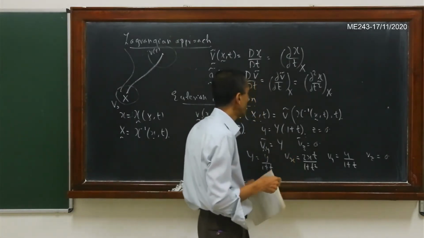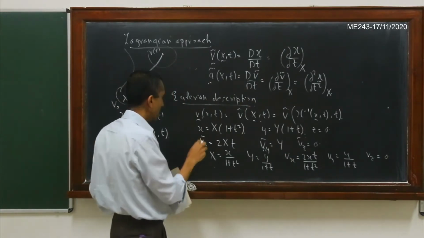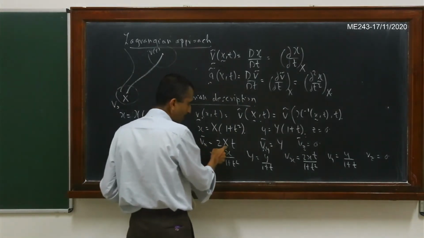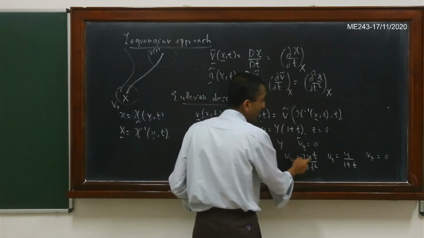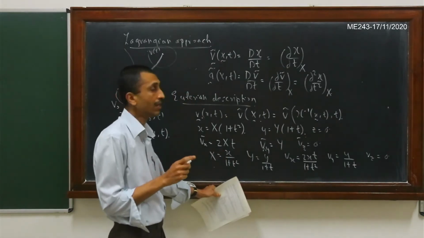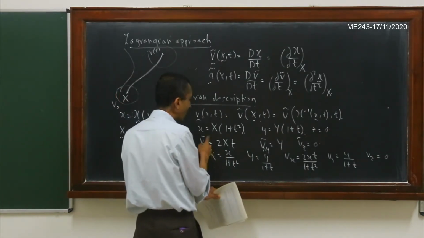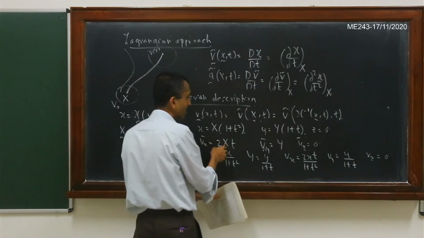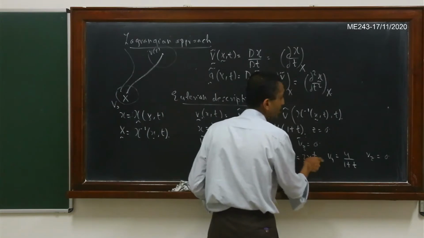And so you will see that the way V tilde depends on capital X is different than the way Vx depends on small x. And so that is why these are different functions. So Vx tilde is a different function of capital X than Vx is as a function of small x.